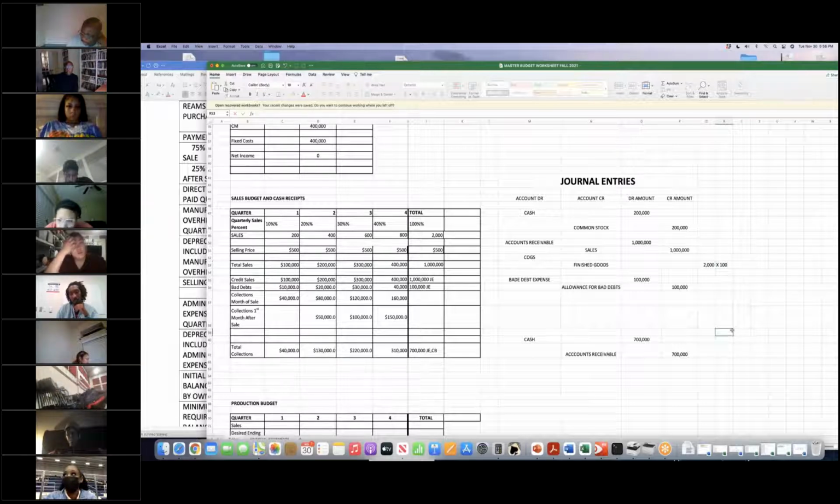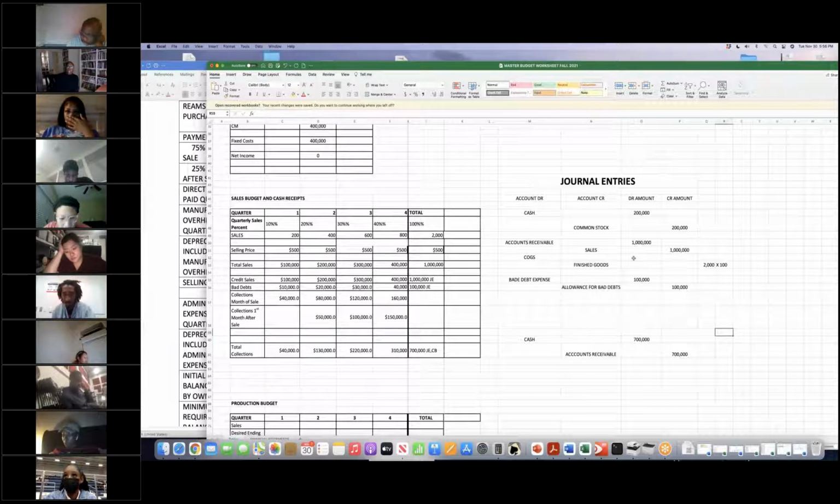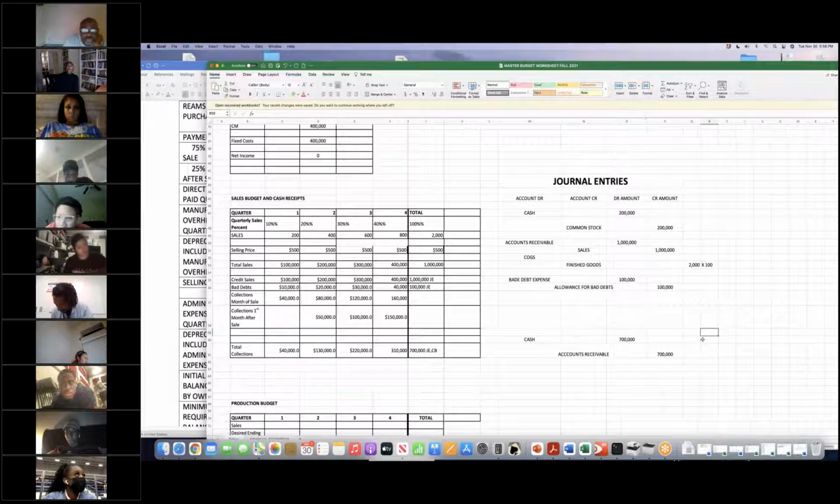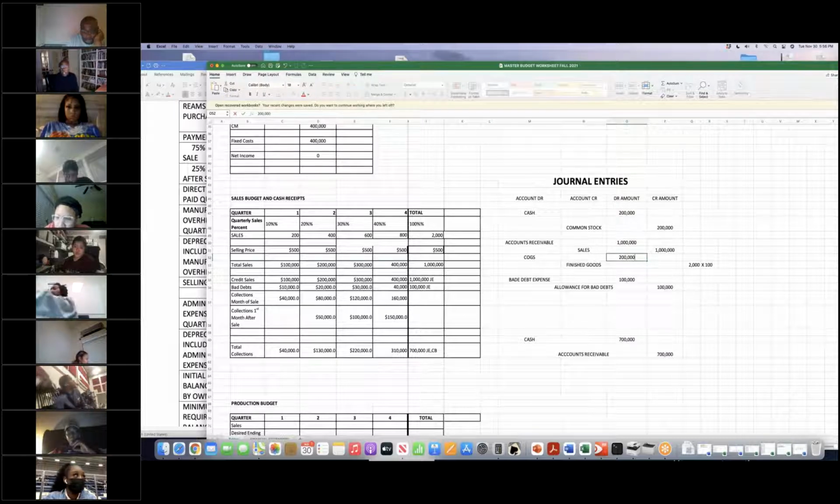And so what's going to be our cost of goods sold on those items we sold? What are we going to debit COGS for? 200,000. So we're debiting COGS for 200,000 and crediting finished goods for 200,000.